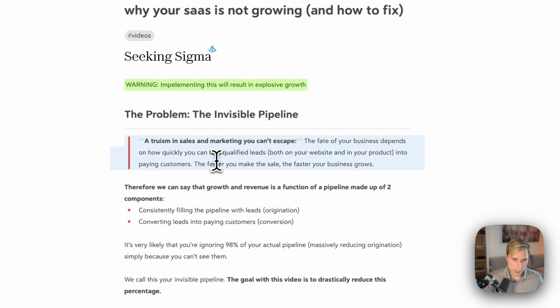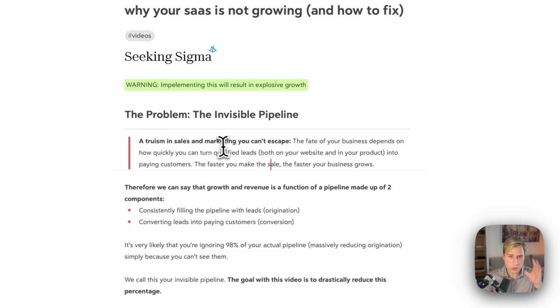First things first is this is a truism in sales and marketing that you literally cannot escape. Doesn't matter who you learn from or what you know. This is one thing that is always true and it's not going to change. The fate of your business depends on how quickly you can turn qualified leads, both the ones on your website and the ones in your product, if you think about free trials and stuff, into paying customers. And the faster you make the sale, the faster your business grows.